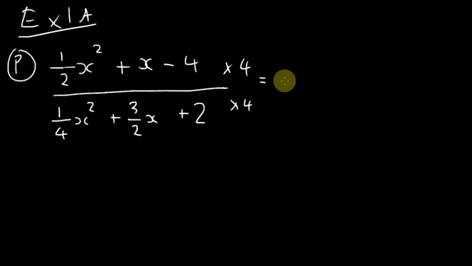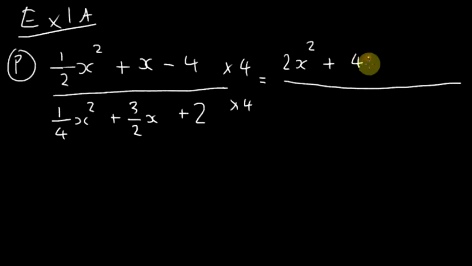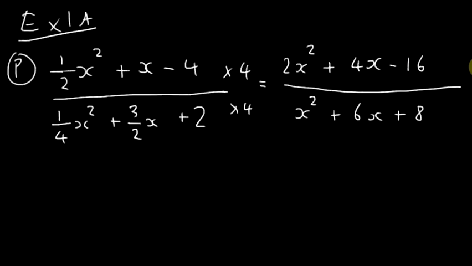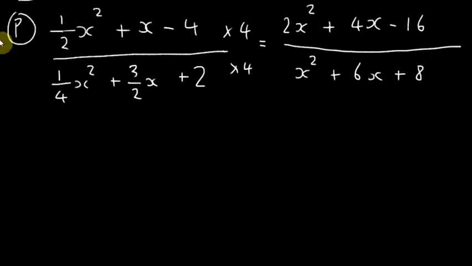So that was the first step in this. It was a little bit trickier. So 4 times a half is 2x squared plus 4x minus 16. And now we're going to do 4 times the denominator. So that's going to give us x squared plus 6x plus 8. Right, so now it's just a case of factorising top and bottom, and then we're probably looking to cancel out, as we've been doing for the whole thing.